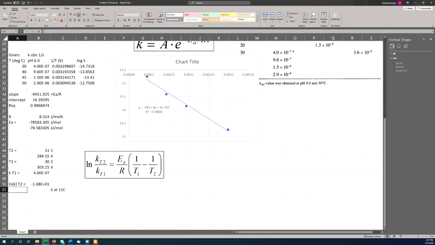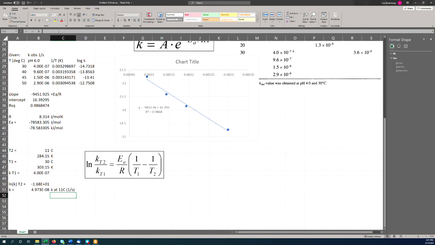Okay, so the actual k then is exp of this, which is 4.9, or about 5 times 10 to the minus 8, which is just exactly what I would expect because it's maybe a factor of 10 lower than what it was at 30 degrees C. That makes total sense to me. Yay! Oh, we got it. And it has units of 1 over seconds. Booyah! Okay, so units of 1 over seconds.